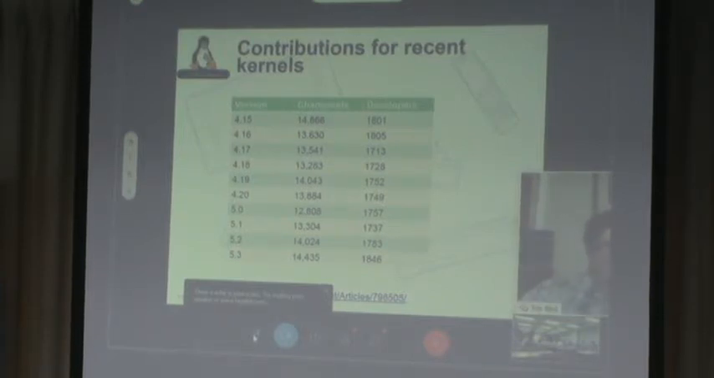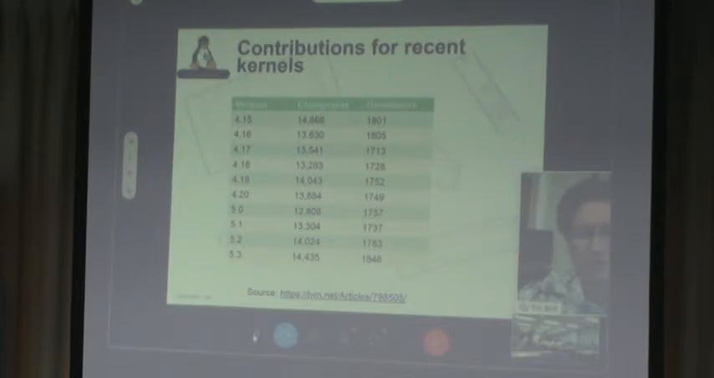I think there was a kernel that had 16,000 change sets in it. But it's steadily climbing, and the number of developers per release is kind of going up slowly. We're back in the 1800s.